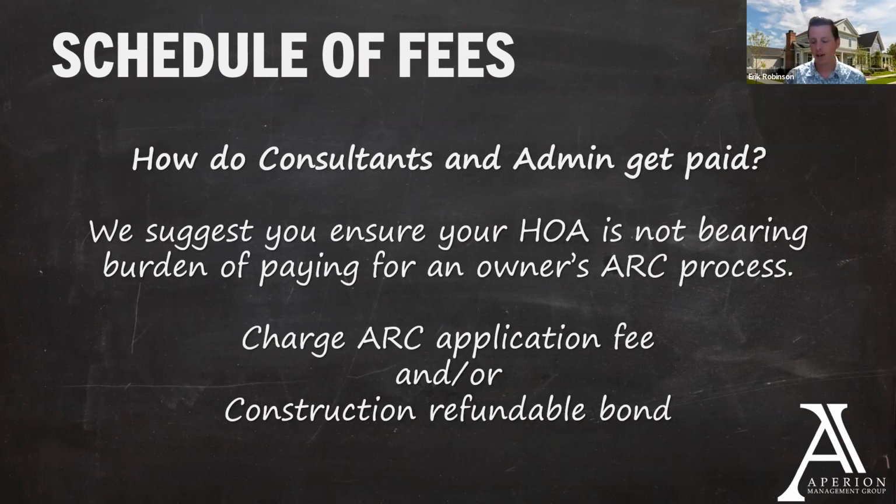So maybe it's $300 or $500 for someone to submit a new construction submittal. And maybe they have to pay a $1,000 construction bond that the association is going to hold in case their review goes over the $500 review fee. You have some more money that you can pull from to cover that bill. Or if any association property is damaged during the course of construction, you have a bond for that as well.